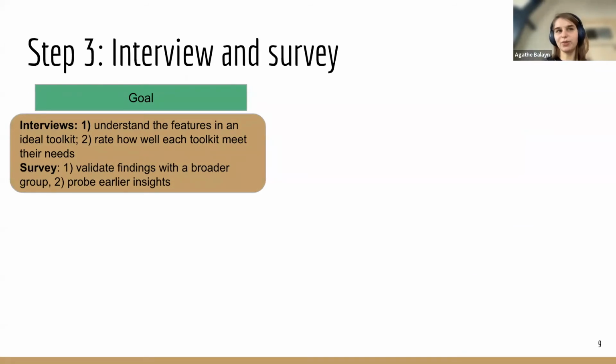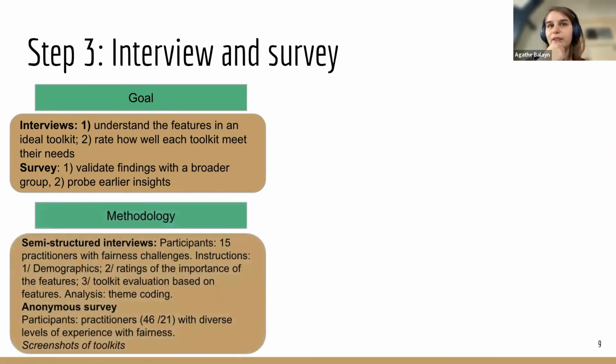And so the survey was used to generalize these insights. And for that, they first interviewed 15 practitioners who already knew about fairness and machine learning. They asked them first about their demographics, then asked them to rate the importance of each feature they defined in the previous steps, and then let them see screenshots of the current toolkits and discuss whether what was shown to them would actually answer the feature that they had rated before.